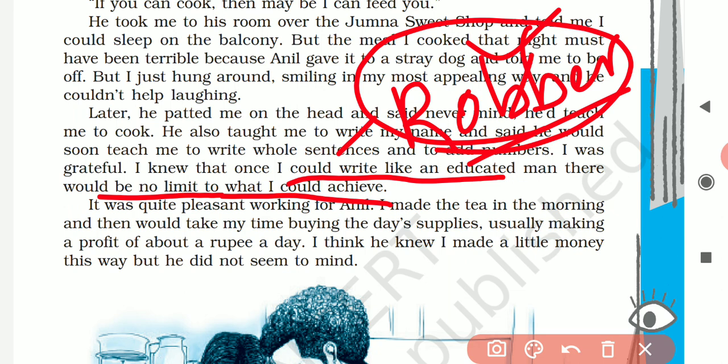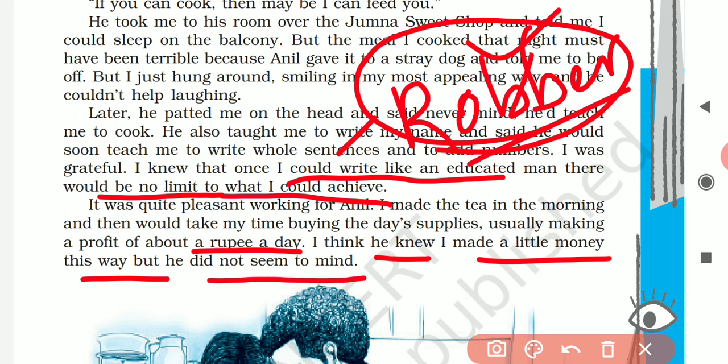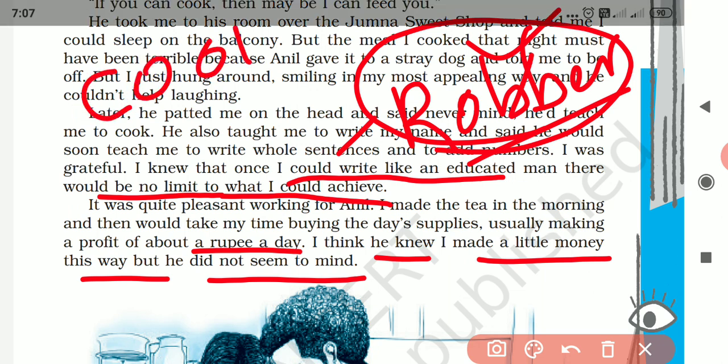"It was quite pleasant working for Anil. I made the tea in the morning and then would take my time buying the day's supplies, usually making a profit of about a rupee a day. I think he knew I made a little money this way, but he did not seem to mind." Now, what's the daily routine of this boy at Anil's house? What was his job? As you know, he has been employed only to cook food for Anil.